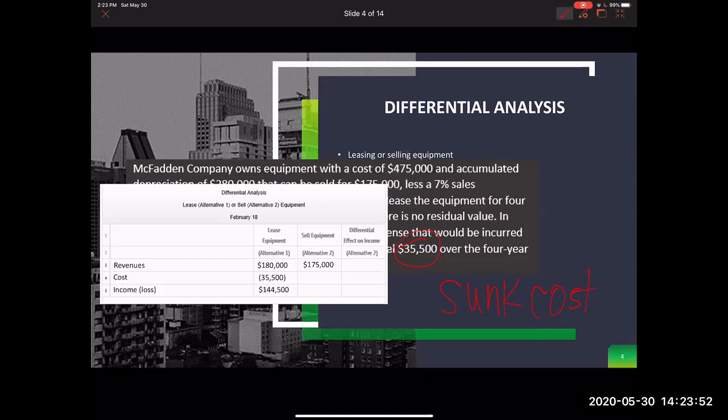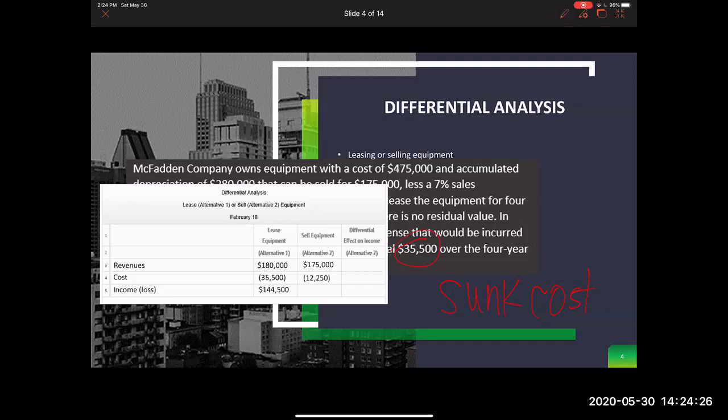So again, you bought this equipment for $475,000. There's no way you're going to get that same value back from that equipment, right? It's like buying a car. Yes, you bought that car for maybe $35,000, but because it's depreciated over time, you're never going to get the full amount of the value back, right? So the original cost and that depreciation is all a sunk cost. It's irrelevant to you, right? That's why we're not including that $475,000 nor the depreciation on it.